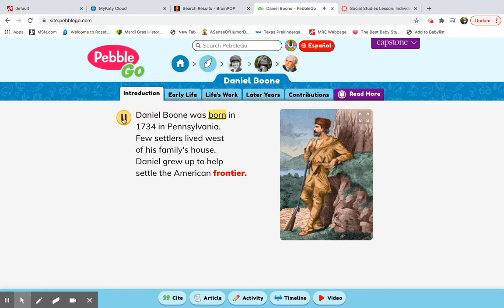Daniel Boone was born in 1734 in Pennsylvania. Few settlers lived west of his family's house. Daniel grew up to help settle the American frontier. Okay, so I'm starting to think that maybe he had something to do with the American frontier. I'm not really sure what that means yet, so we're going to keep reading to find out.